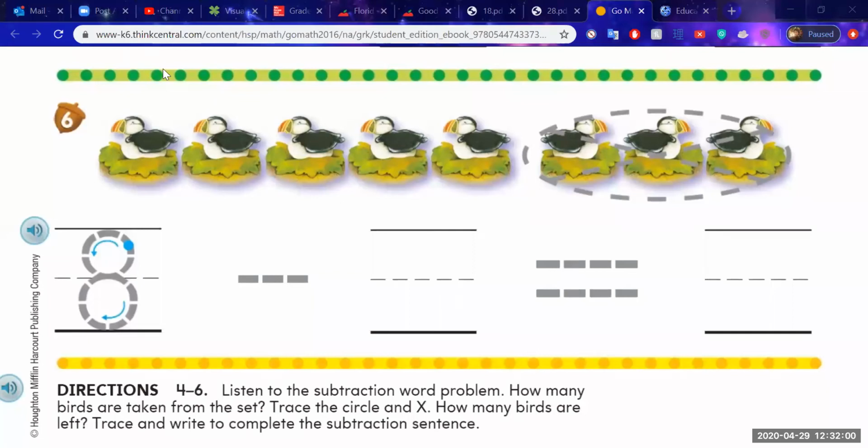When you're done writing that last one down, we're going to move on. This will be the last subtraction problem that we do today. Now we have some black and white birds. How many black and white birds do we have altogether? Let's count. 1, 2, 3, 4, 5, 6, 7, 8. We have 8 black and white birds all together.